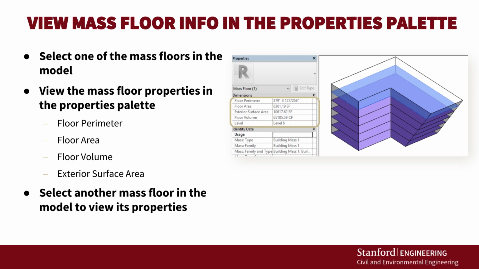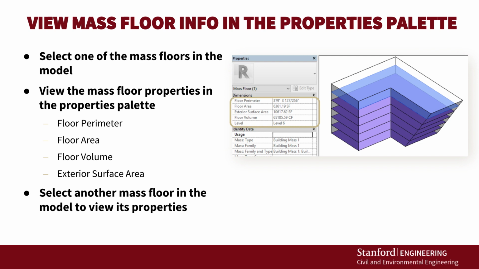Having created those mass floors, we can now view information about them in the Properties palette. To do that, select one of the mass floors in the model, and then you can view the properties of that mass floor in the Properties palette. You can see the floor perimeter, the floor area, the floor volume, and also the exterior surface area. And if you'd like to see similar information about a different mass floor, just select that other mass floor in the model, and you'll see its properties appearing in the Properties palette.